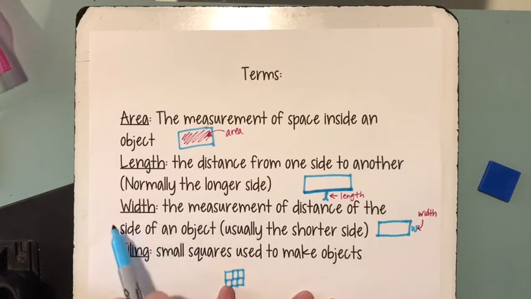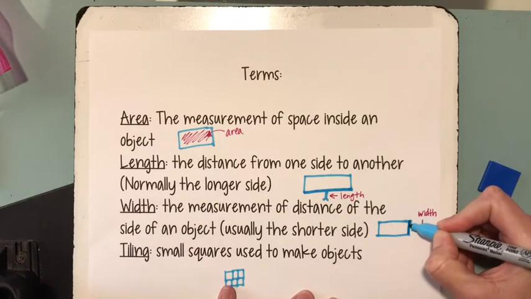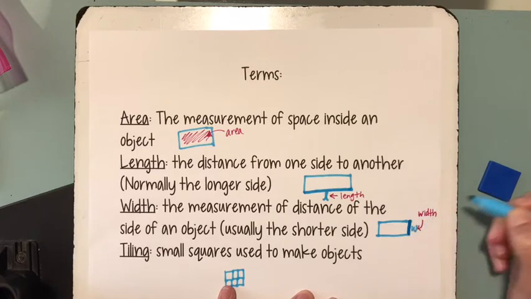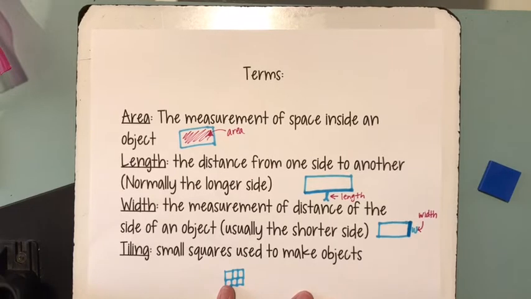The next one is width. And width is the measurement of distance of the side of an object. So this is the measurement of distance of the side of the object. So here's the width right here, and we represent that with the letter W, width. And that's usually the shorter side of a rectangle or of an object. So length and width, those are some new terms for you.